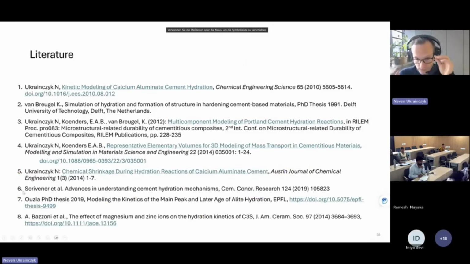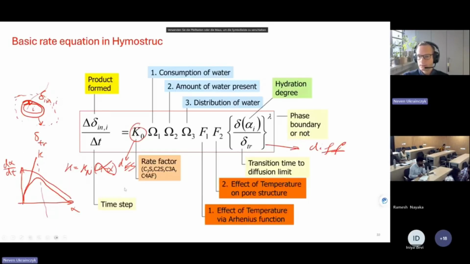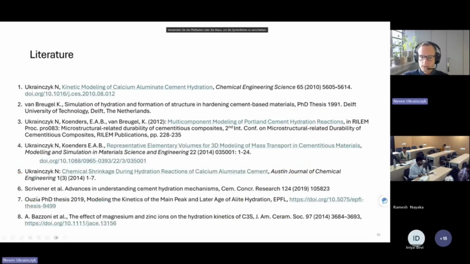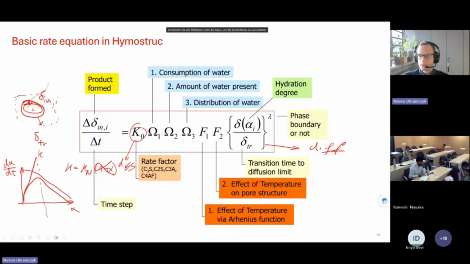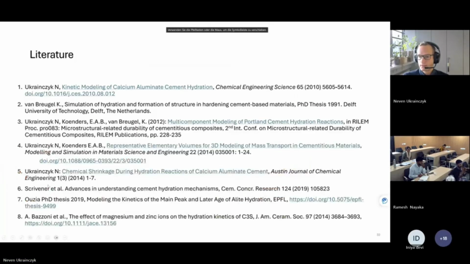Of course, Scrivener is very active in this field. This I would recommend: Advances in understanding cement hydration mechanisms. You will see that it's mostly this C3S model, but she also starts to talk about these effects as well. But mostly she was more focused on the nucleation and growth mechanisms.